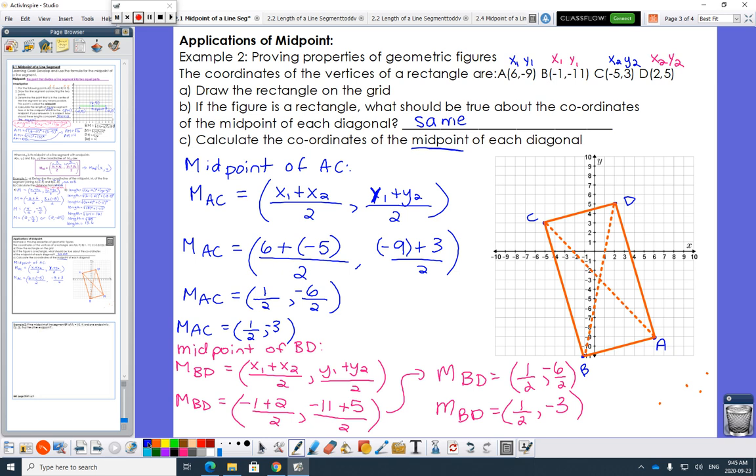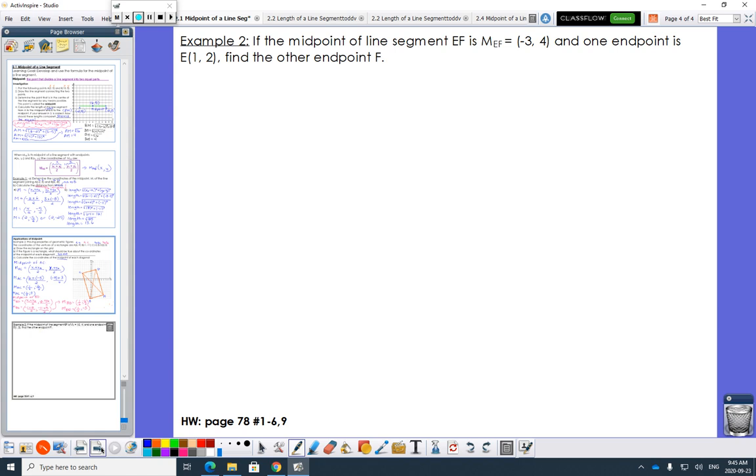Okay. The other kind of weird inquiry question you could be asked. This time we are given the midpoint and we're given one endpoint, and we have to find the other endpoint, okay? The line is called EF, and I took this right from here.